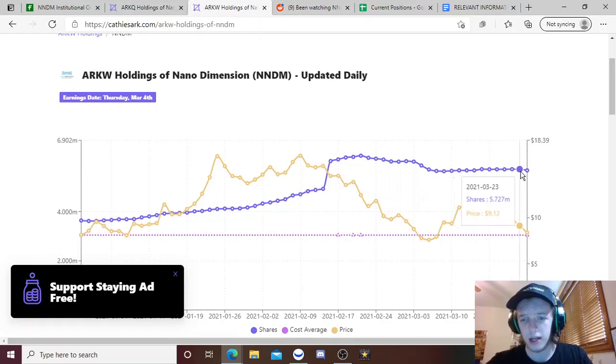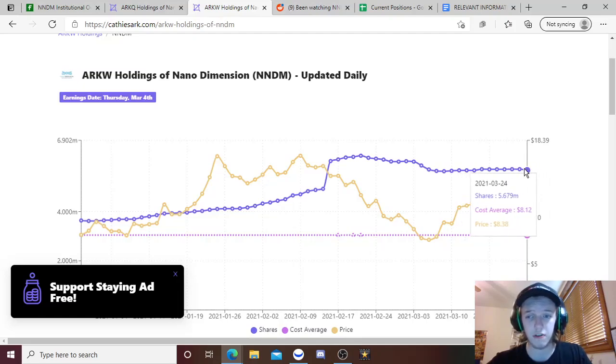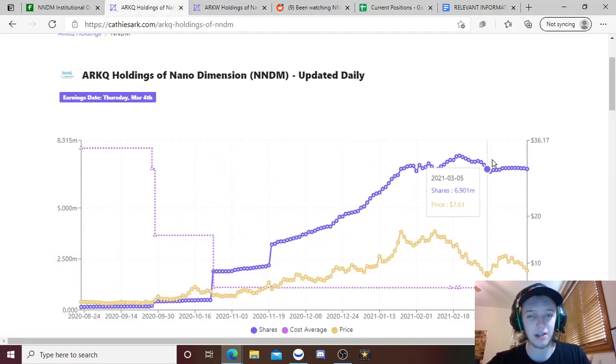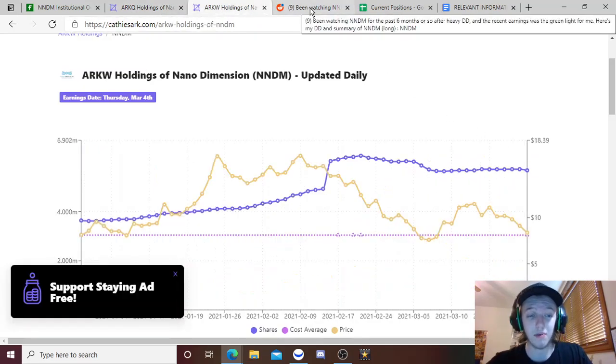Taking a look at ARKW, they're adding the same amount. And also on their other fund, the IZRL fund, it looks like they did sell out of their position completely. But guys, I'm not worried at all, because it was literally 400,000 shares in the IZRL ARK fund, and that is a fly compared to these other ones, right? 400,000 shares is nothing. They have 5 million shares in ARKW, and almost 7 million in ARKQ. So I'm not worried about that at all.